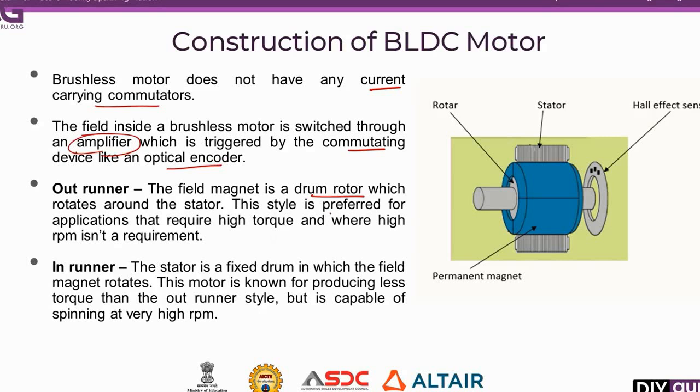This style is preferred for applications requiring high torque and where high RPM is not required. Then comes the inrunner. The stator is a fixed drum in which the field magnet rotates. This motor is known for producing less torque than the outrunner style, but is capable of spinning at a very high RPM. Along with this, you will be having a Hall sensor to sense the position of the coil and which coil is to be energized. That is done with the help of the Hall sensor.